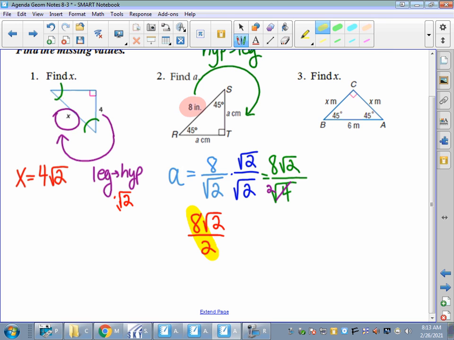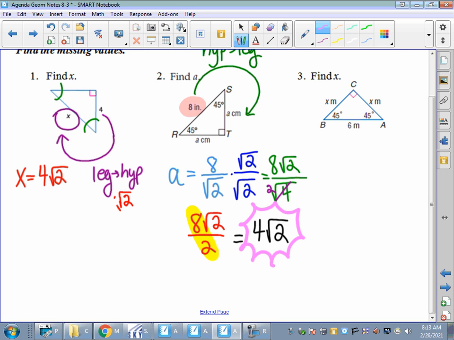It's like having an x on there. Could you simplify an 8 over 2? That would simplify down to 4, right? And then tack that square root of 2 on there. 4 square roots of 2 is my final answer.